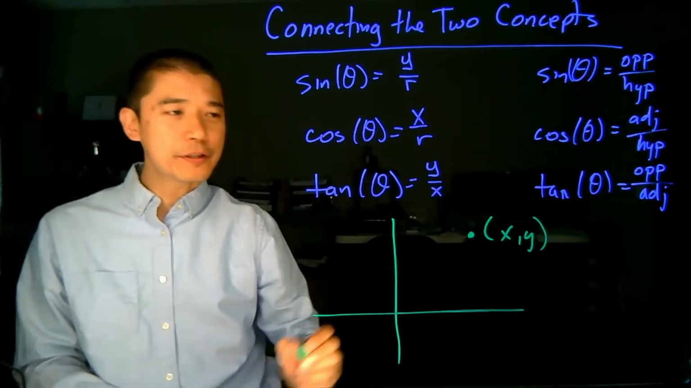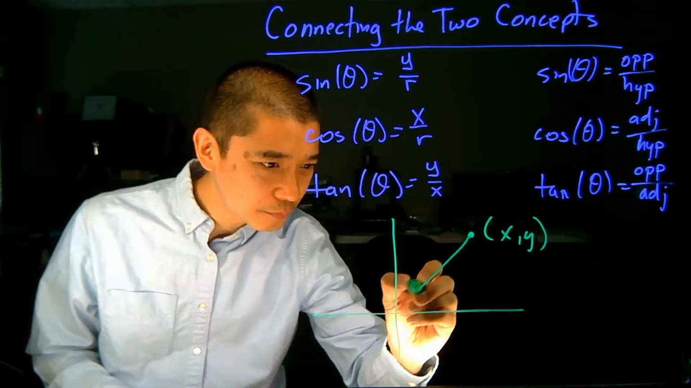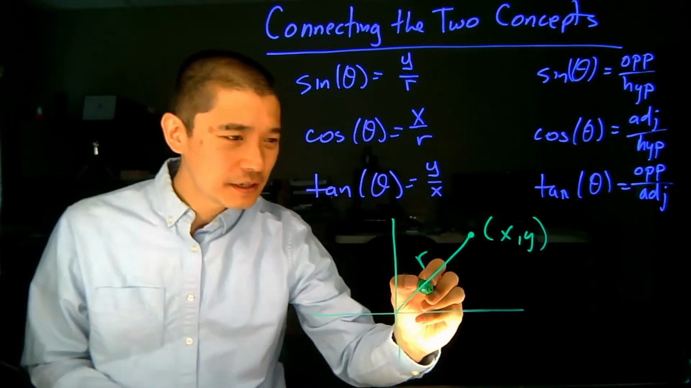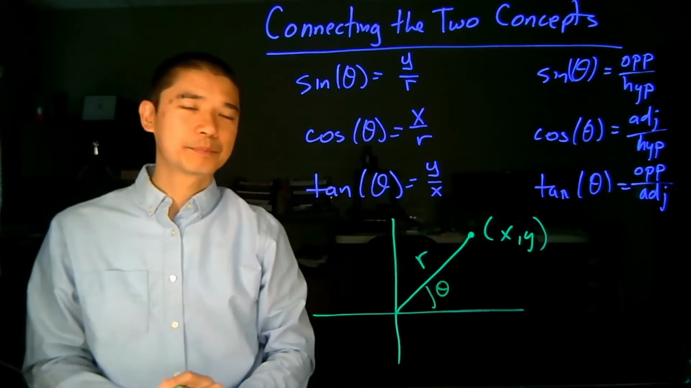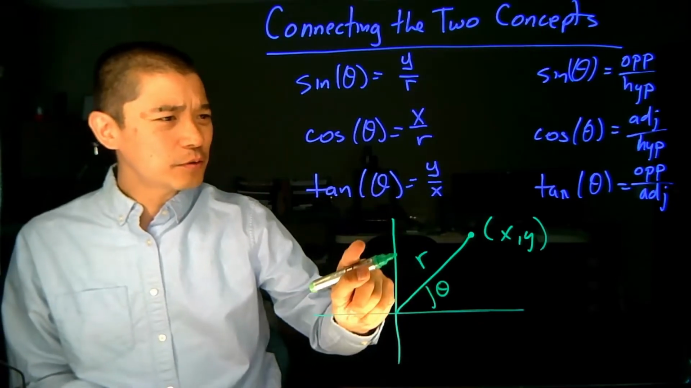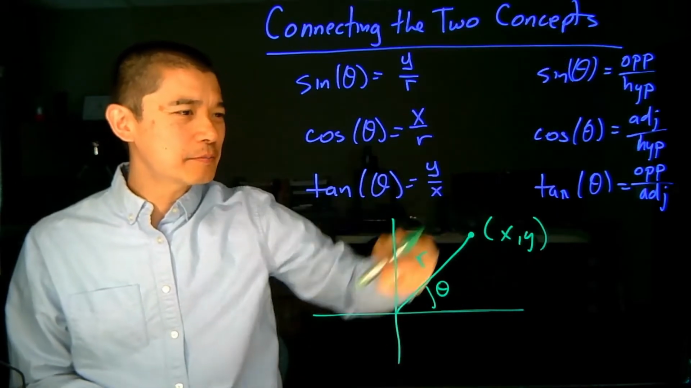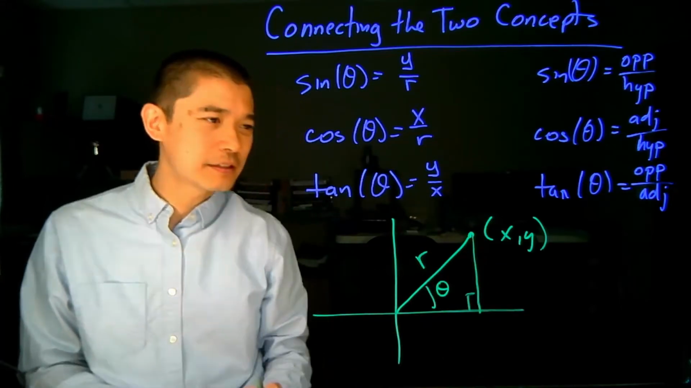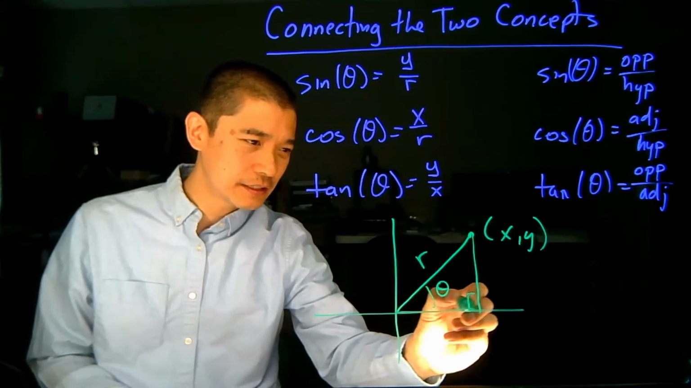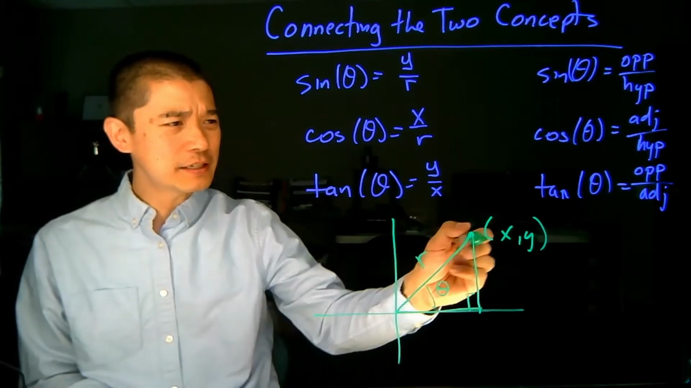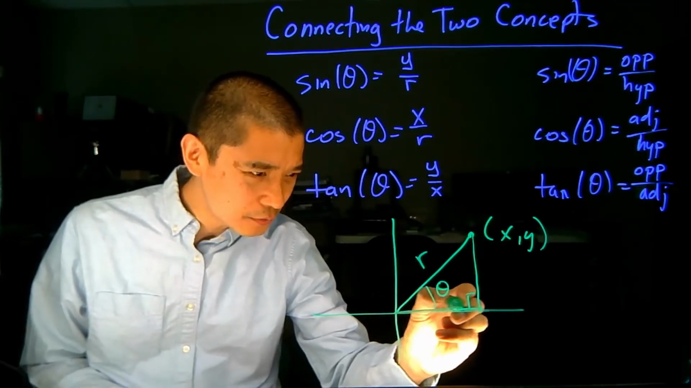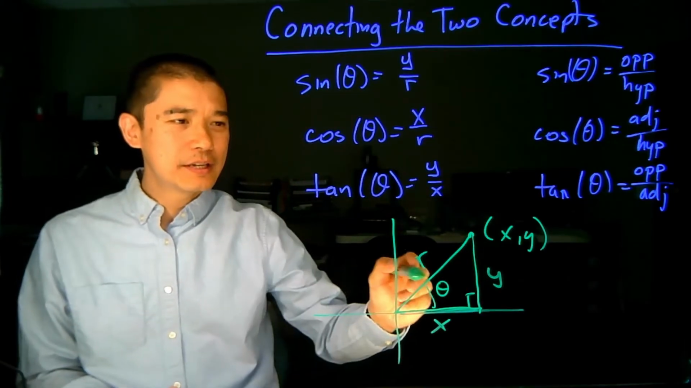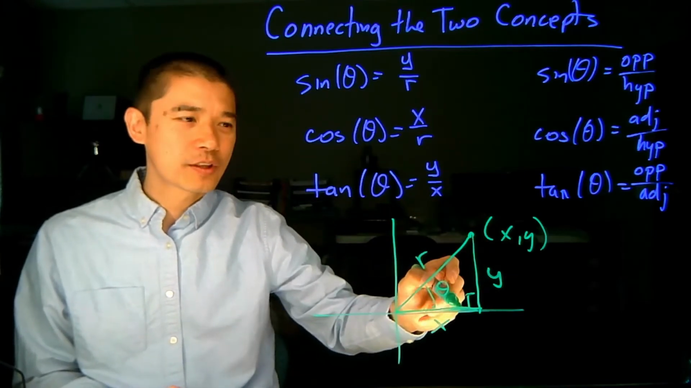So we have a point xy in the plane. The distance r is the distance from the origin to that point, and that creates an angle theta. Now, in order for us to make this picture look like this picture, what we have to do is create a right triangle by simply dropping that point down to here to create that triangle. Because now x corresponds to the horizontal distance to the point, and y corresponds to the vertical distance to the point. And we can see that we have a right triangle labeled.